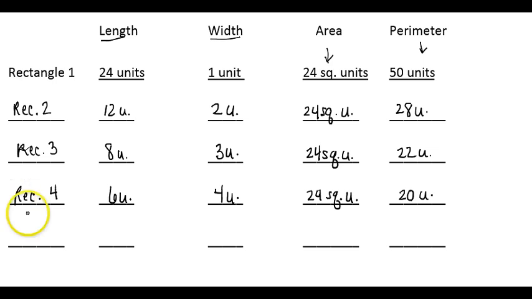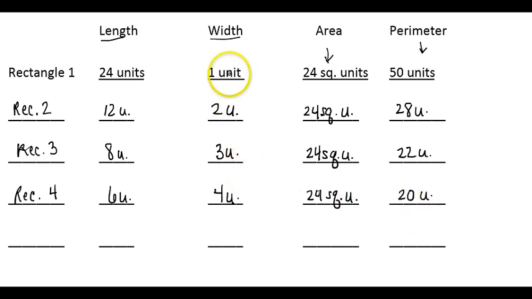Now, if I were to try to continue here, the next width I would try is 5 units. Well, I can't take 5 times another whole number to get an answer of 24, so 5 would not work. If I tried 6 units, that would give me the same rectangle as I have above. It would just be turned in a different direction. So we can't use 6 and 4 again. So these are the 4 rectangles that we could make that all have an area of 24 square units, and then you can see they have different perimeters.